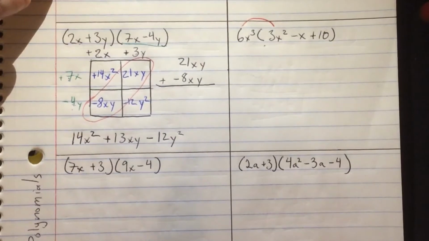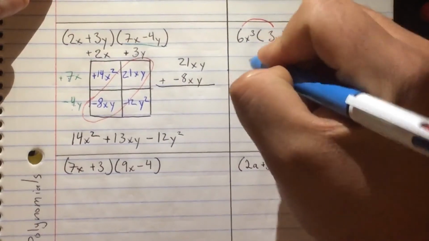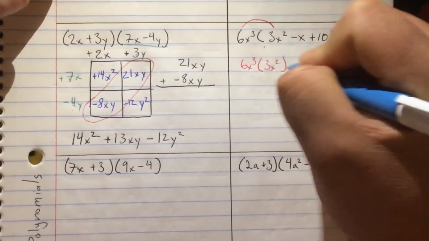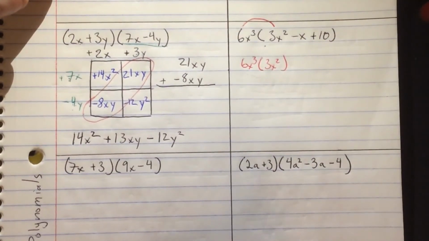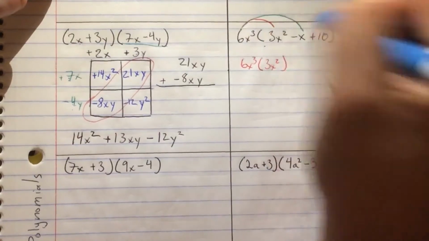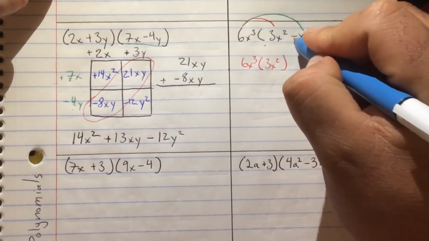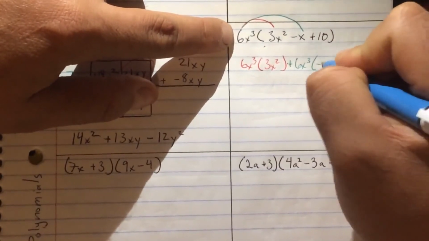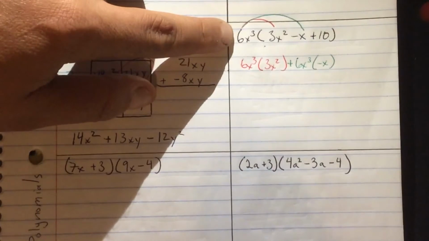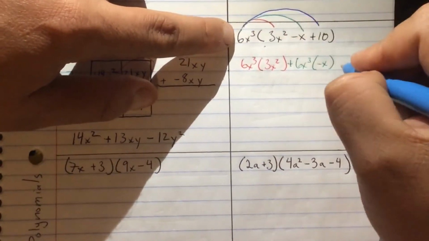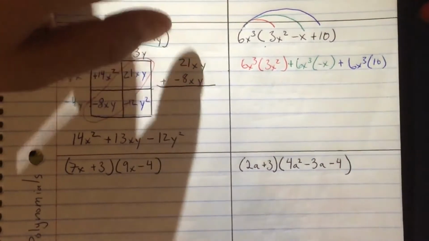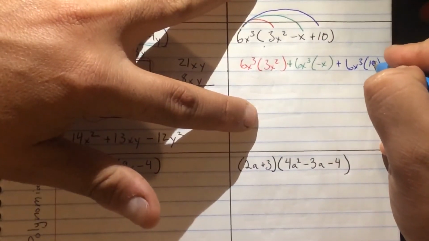All right, so let's go ahead and get started. The first one, well, we'll just do each one a different color. So that would be a 6x cubed times a 3x squared. Then we go to this one, which would be a plus 6x cubed times a negative x. And then we'll go to blue, which would be our plus 6x cubed times our 10. Making my 10s look like 16s lately, but it's a 10.